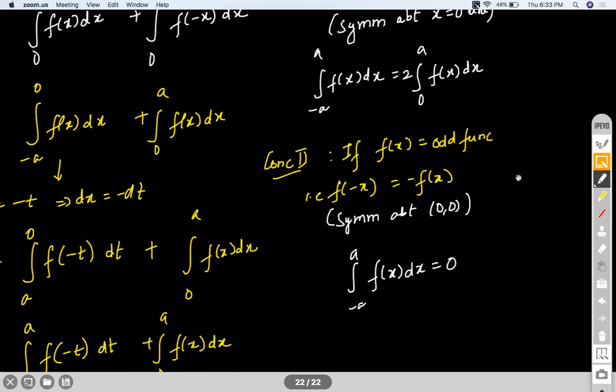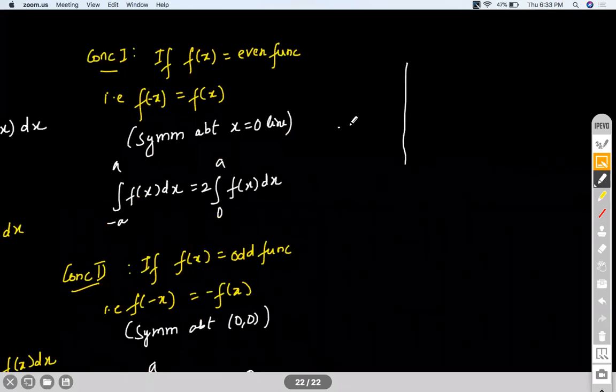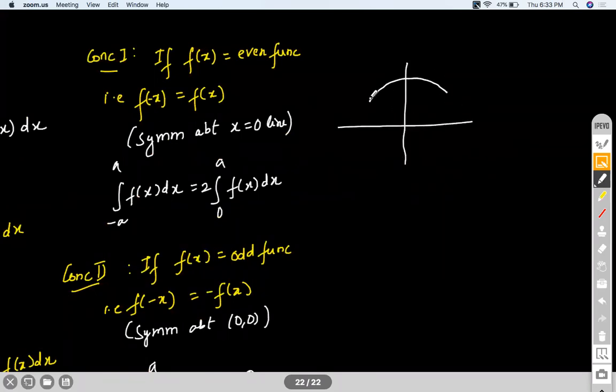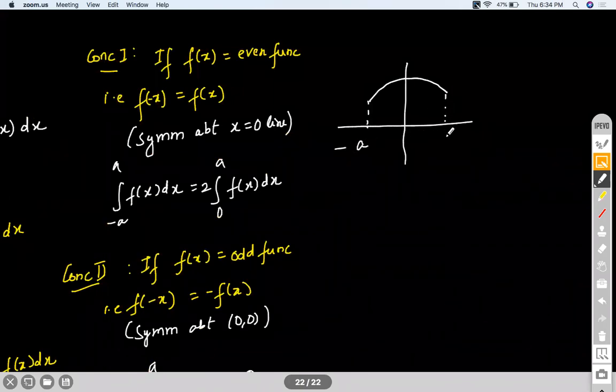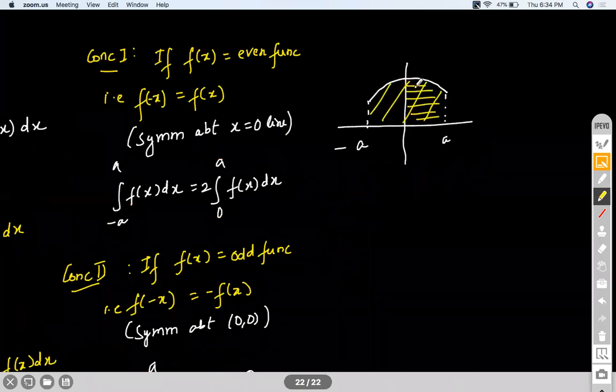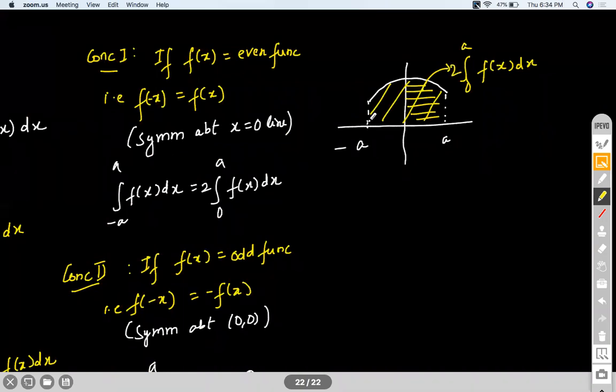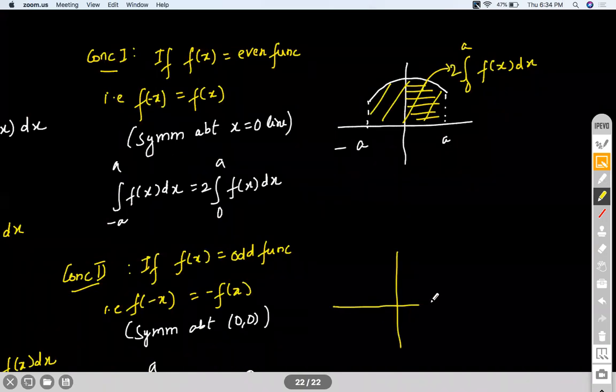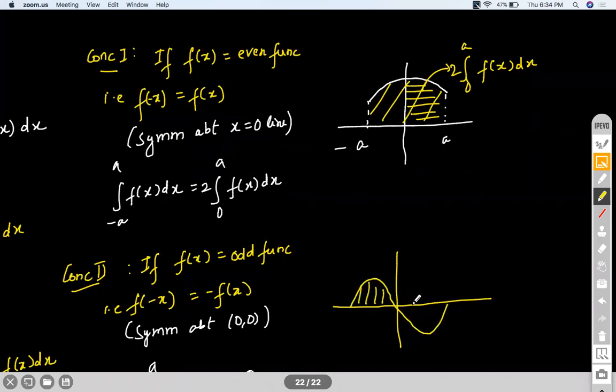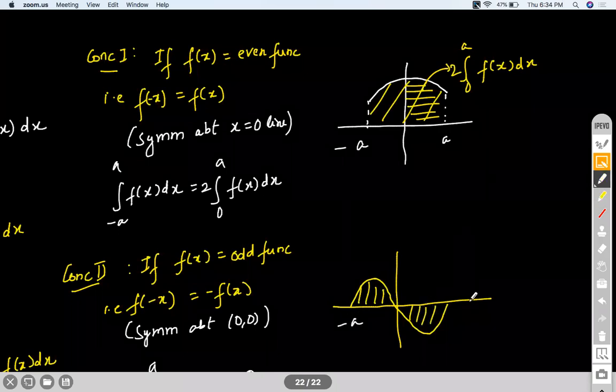It's very obvious that if a function is an even function, the graph will be exactly symmetrical about the x equal to 0 line, which is your y axis. So instead of finding this area, you can just find out this area and double it up. Just this area, you double it up, your job is going to be done. So this into 2 will be your total area. But when your function is symmetrical about origin, then there is a cancellation of area happening. Let's say I have a graph like this. This area and this area will exactly cancel each other out. So integral from minus a to a will vanish. So this area will be 0.